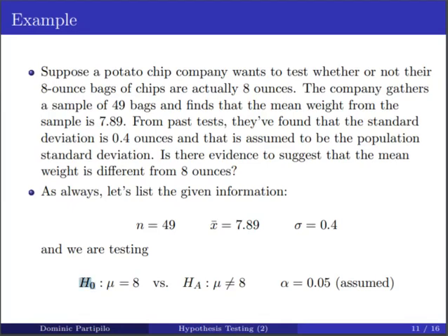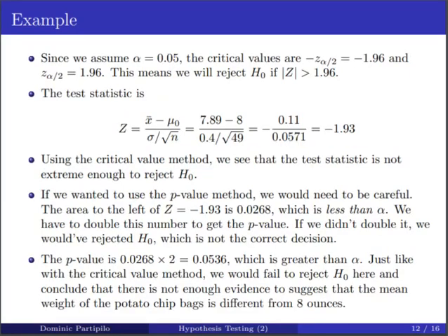And remember, the null hypothesis is always going to be a statement of equality. And we're testing whether or not this population mean mu is 8 ounces. And our alternative hypothesis is going to be that the mean weight is not equal to 8. And since there wasn't a significance level given to us, we're going to assume that alpha is 0.05. So now we can carry on with our test.